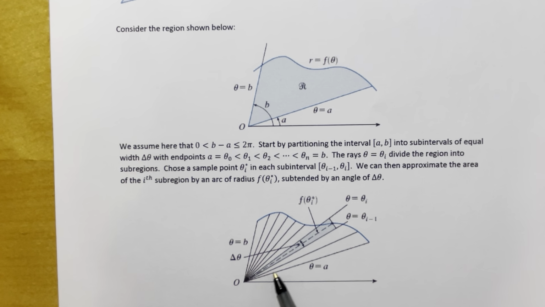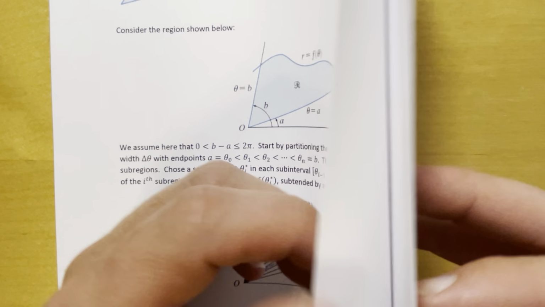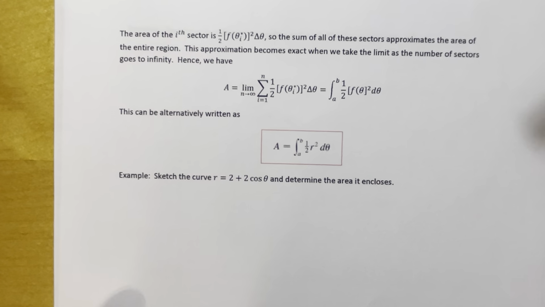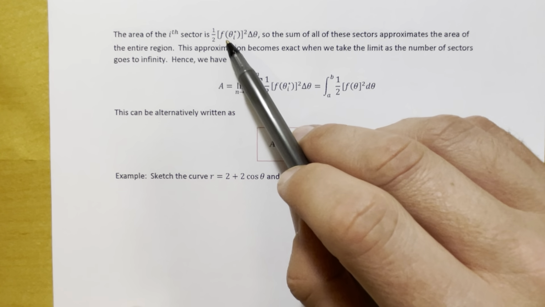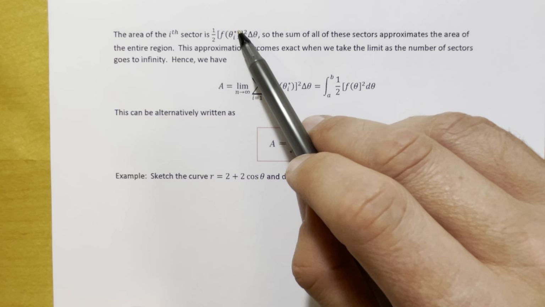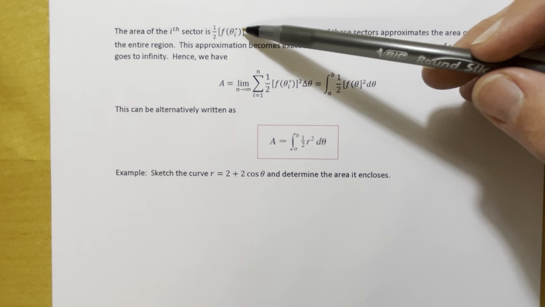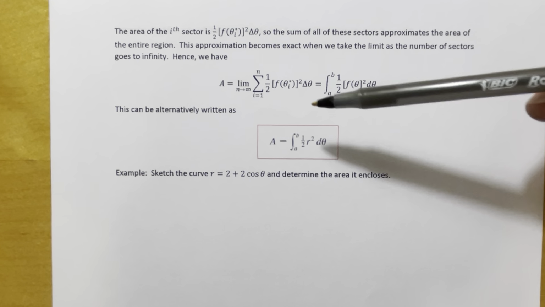So what is the area of this sector that I'm using for approximation here? I'll have that on the next page. There we go. Using that area formula for a sector, it's 1/2 r squared delta theta. But remember, r is f of theta star, or theta I star. Okay, that's the area for just that one sector that we showed on the previous page.